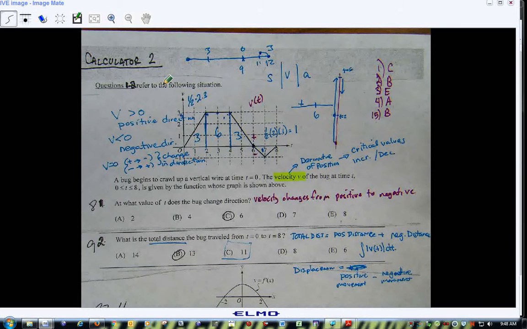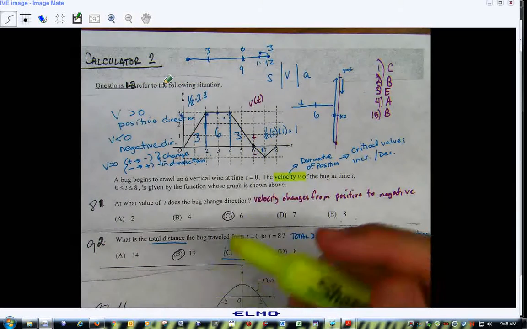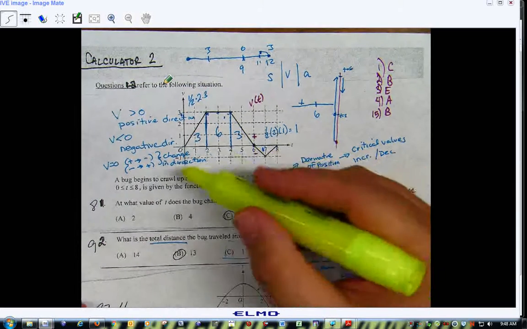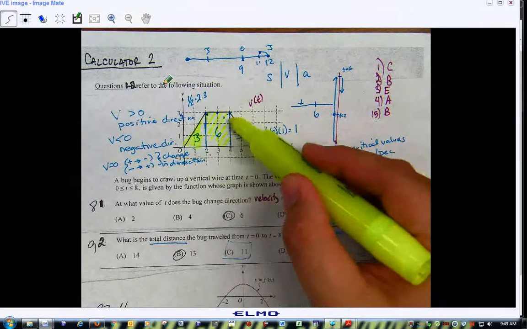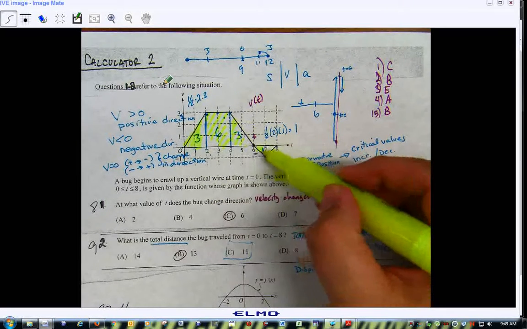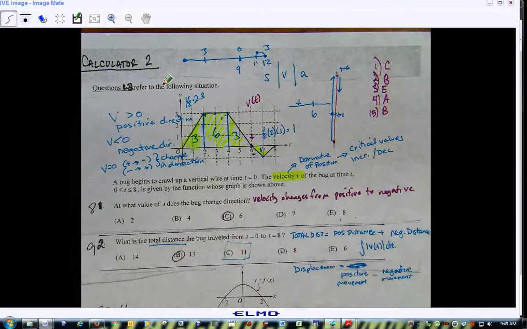No, this is showing you how fast he's moving. And that's why we have to figure out the areas underneath the curve in order to figure out how far he's gone. Because remember, velocity is a derivative of position. So in order to figure out position, we have to integrate. And integration is finding areas under curves. So that's why we're finding areas under curves at that point.